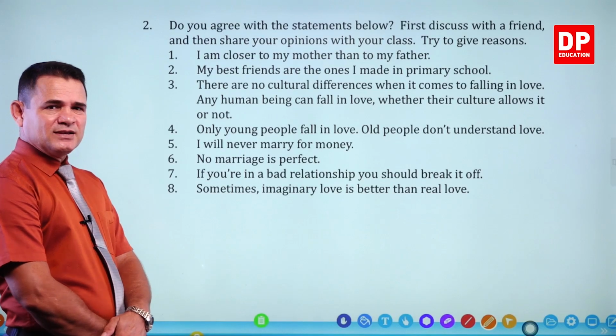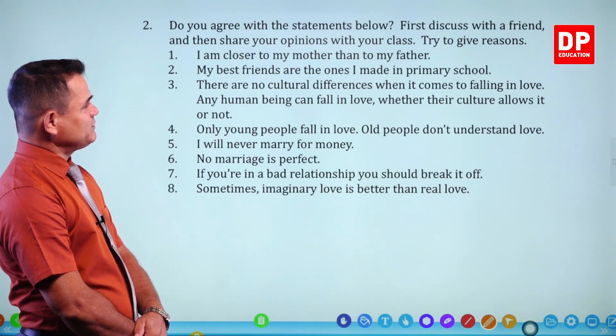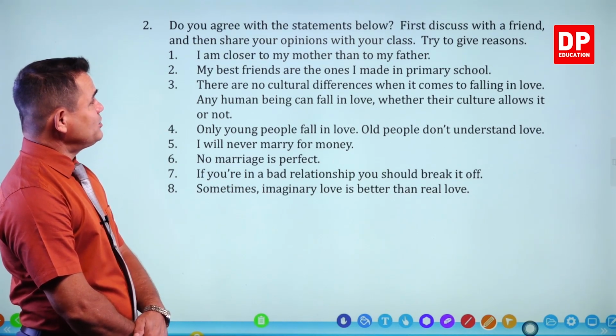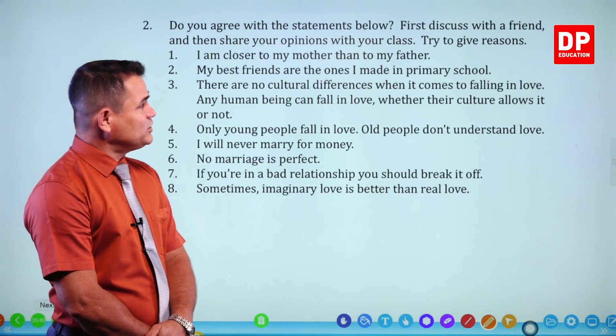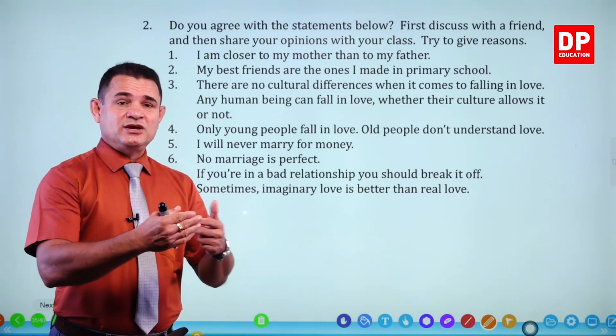Do you agree? First discuss with a friend, and then share your opinions with your class. First discuss with your friends and then share your opinion.